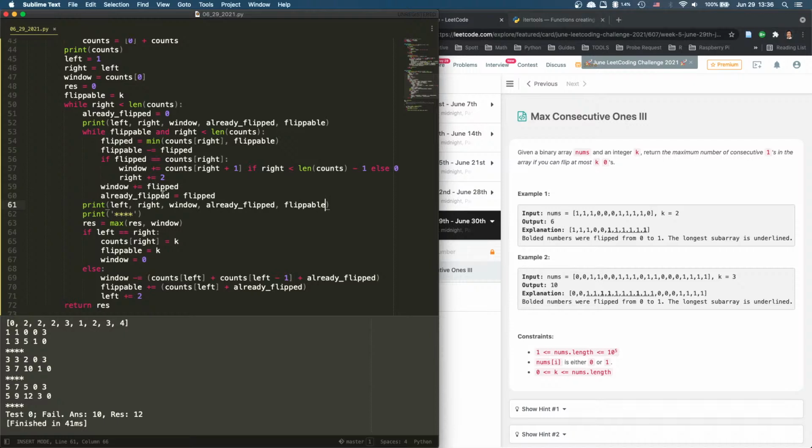Already flipped is 2. So going back up, flippable is 1, and the right is good. Flippable equals minimum, so it's 1. Flippable is 0. Right? And flipped is 1. So window, so now, yes, flipped equals this. Now it goes here. Oh, that's the problem.